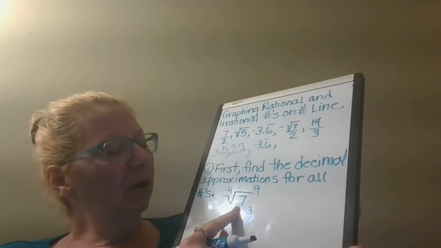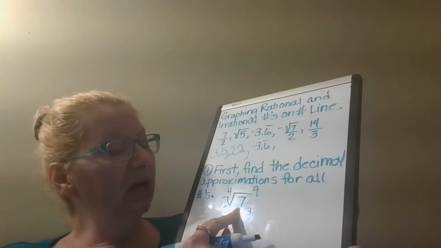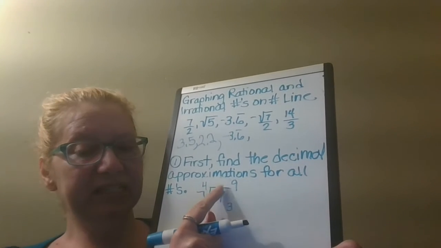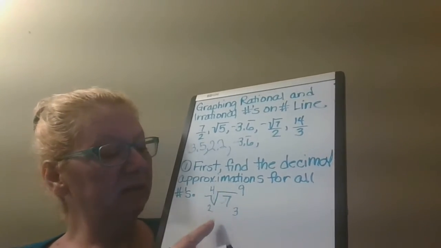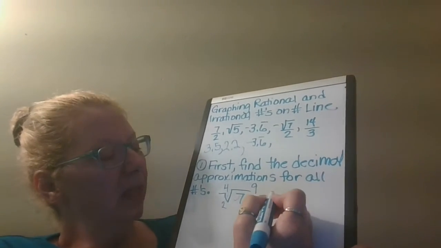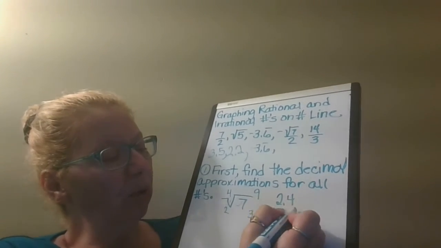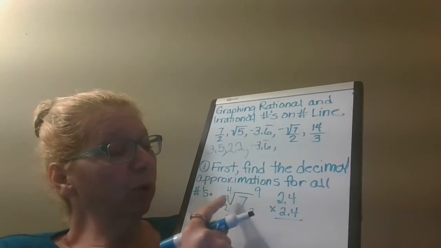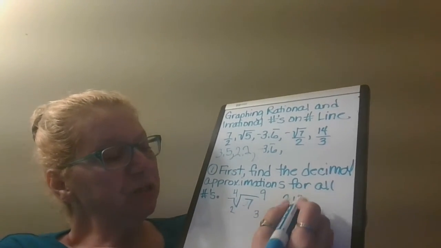So we're going to look for which of these numbers, 4 and 9, is closest to 7. Well, 4 to 7 is 3 units, and 7 to 9 is 2 units. So we're a little bit closer to 9 than 4, but we're kind of in the middle. So I'm going to try a number in the middle. So I'm going to do, let's say, 2.4 times 2.4. And I'm just guesstimating because I know it's somewhere in the middle, but it's a little closer to 9 than 4. So I'm just going to try 2.4 times 2.4.